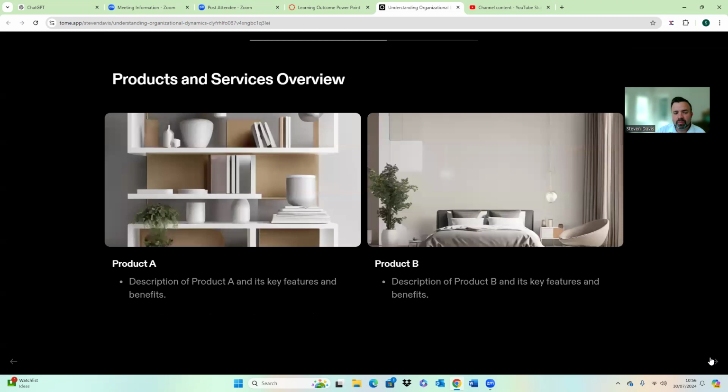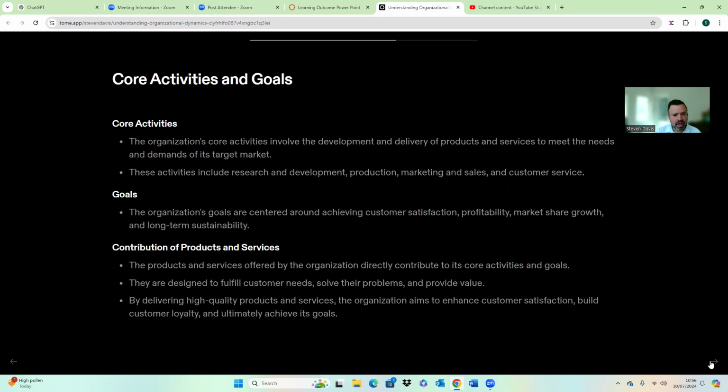Understanding what we offer is really important as well, because we should understand our unique products and services. We should understand what makes us different, what separates us from our competitors. We can do this by looking at some core activities and goals. Here you can see our organisation's core activities involve the development and delivery of products and services to meet the needs and demands of its target audience.